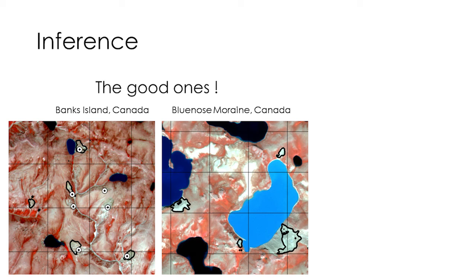The one on the left is on Banks Island, but this is a different area from where we trained. And the dots are the already published data from Lefkowitz and Wade 2019, where they released locations of retrogressive thaw slumps. And in black, we see the outlines. And on the right-hand image, we see a result from the Blue Nose Moraine, also in northwestern Canada, where the thaw slumps are quite well delineated already based on the trained model from the six regions.